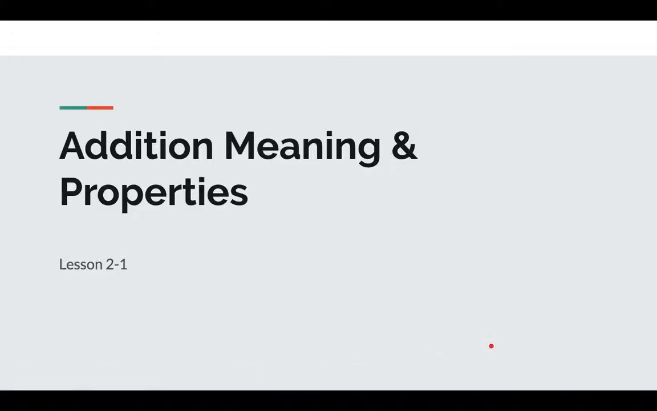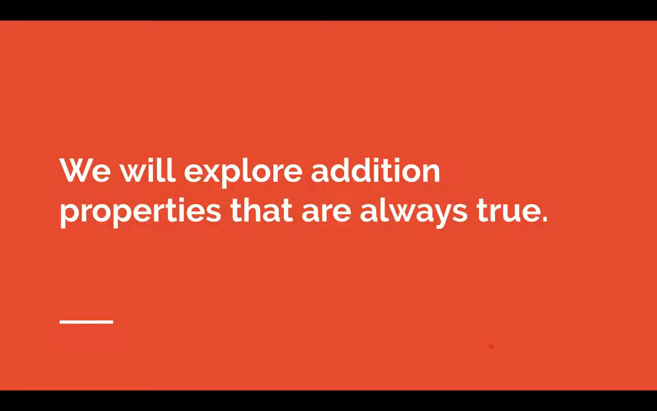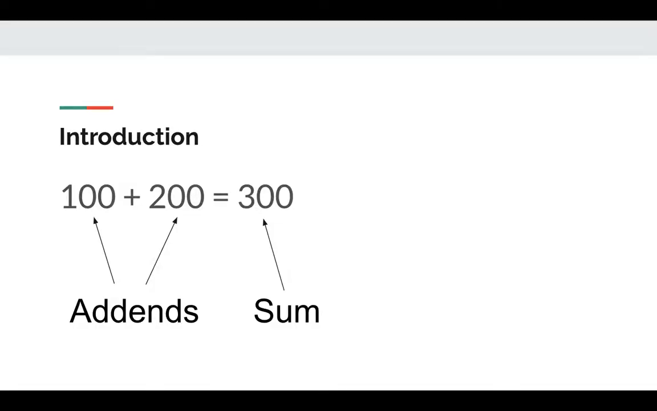In this video, we're going to explore addition meaning and properties. So we will explore addition properties that are always true. By the end of the video, we'll have 3 properties that you should be able to identify, recognize, and use within your everyday math. Those are the associative, commutative, and identity properties. We'll explore those in a moment, but first let's review some vocabulary.